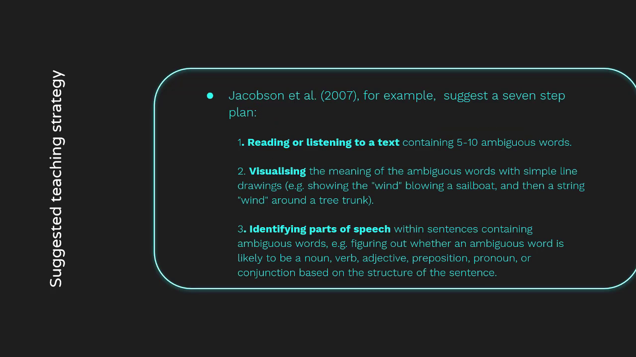So Jacobson and her colleagues suggested a 7-step plan. First, reading or listening to a text that contains 5 to 10 ambiguous curriculum appropriate words. I think it's always a good idea to start from the top down, start with a passage rather than working from the bottom up. It just seems to be more efficient when you're trying to help kids work out ambiguities in meanings.